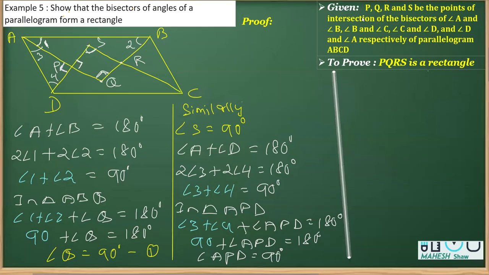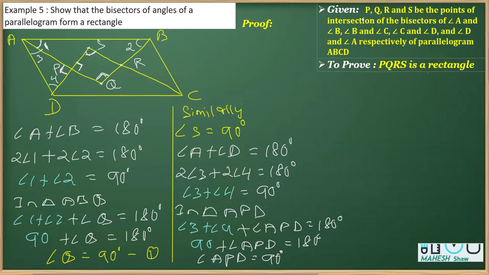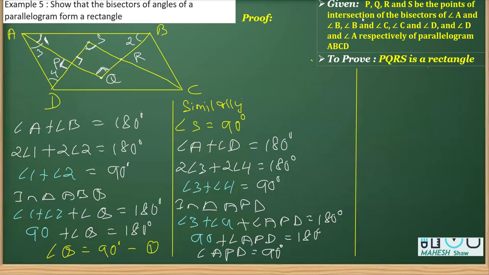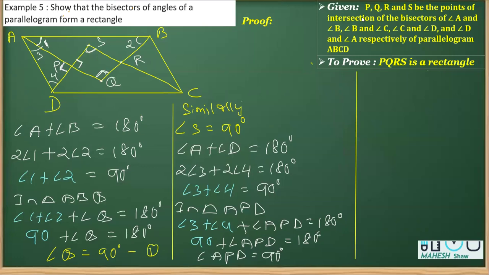Now in the next part, by using the vertically opposite angle, I can write this angle SPQ is equal to 90 degrees. And the reason will be vertically opposite angles. So we got this angle as 90, these two angles 90, and this was the third angle.